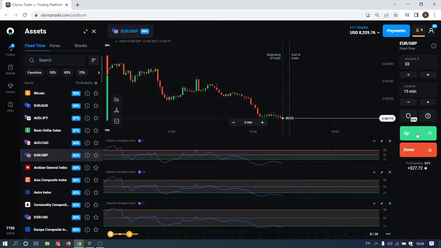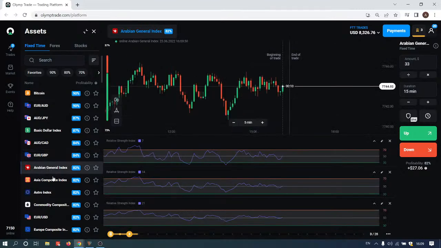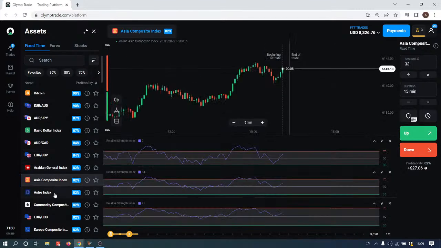Wow, look at how many signals I get on the 5-minute time frame. On 5-minute time frame, wow. So another trade here in the upwards direction. As you can see, we are oversold on all the three RSIs.